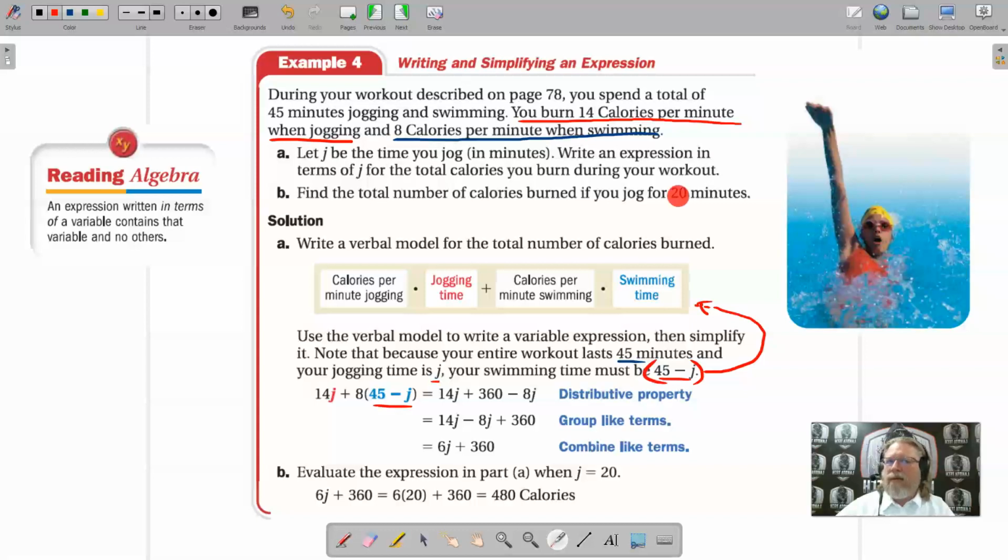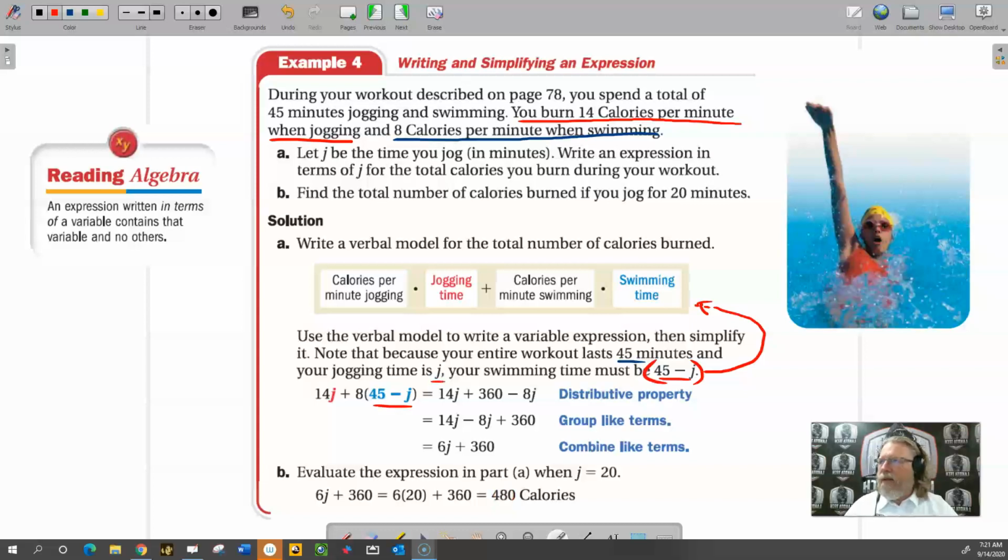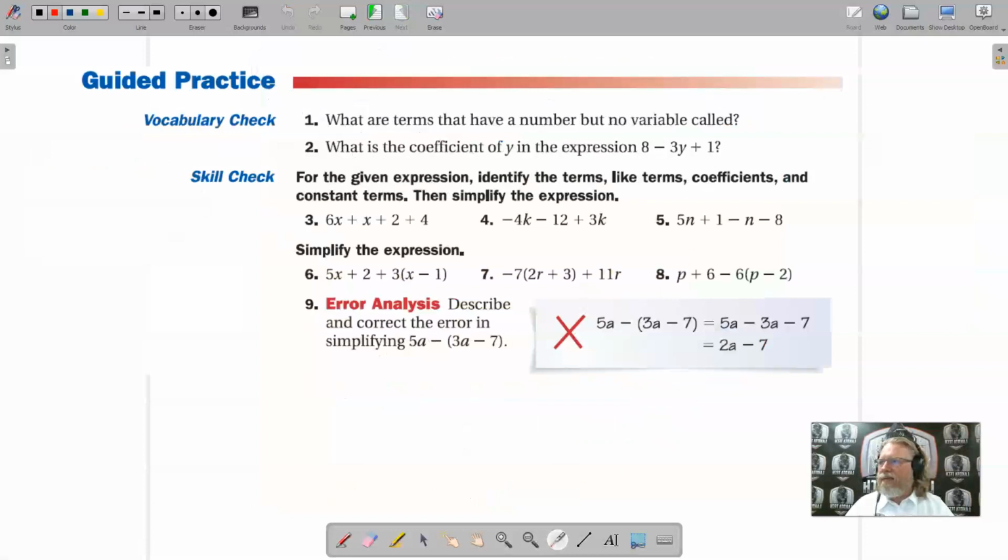So now we're going to plug in. They tell us that we jogged for 20 minutes. So how many calories did we burn? Well, we would just substitute 20 in. So here's our expression, carried down to here. We plug in 20. 6 times 20 plus 360 is going to equal 480 calories. And that brings us to our guided practice page.